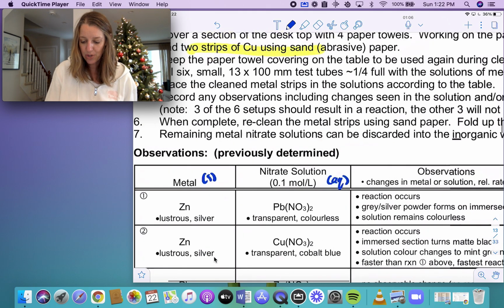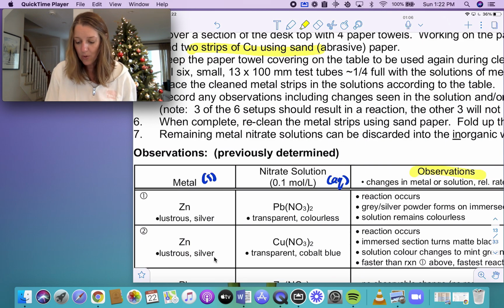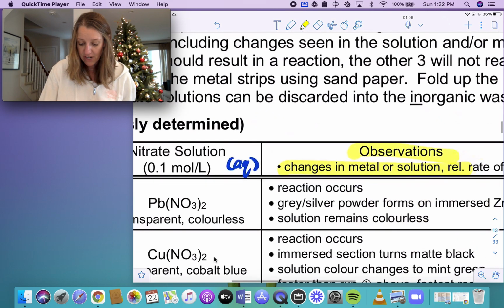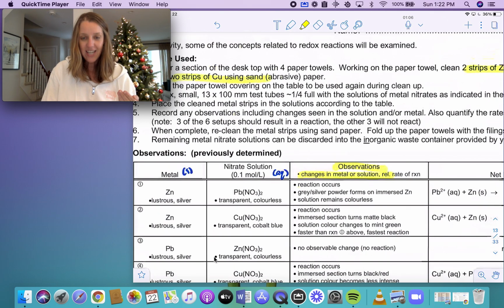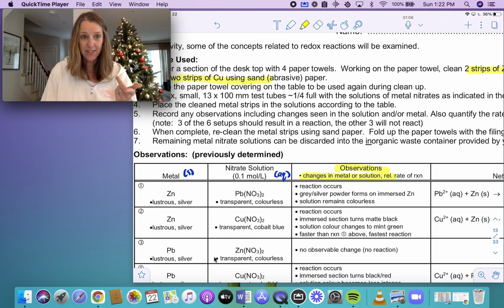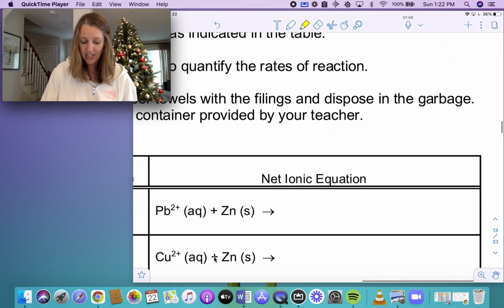Does a reaction occur or not? So here's where you read the observations stated. So yes, the reaction occurs. A gray silver powder forms on the zinc that was immersed. I wonder which metal that is. Solution remains colorless. So because this reaction occurred, that means that my metal did get oxidized. It was zinc. My ions of lead did get reduced. And so now you can fill in your net ionic equation.